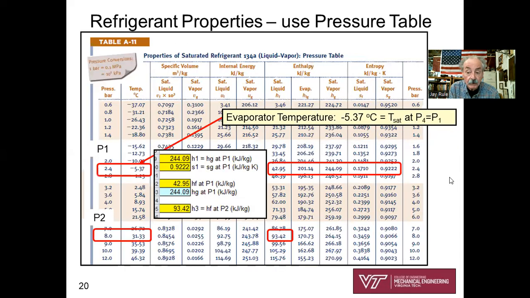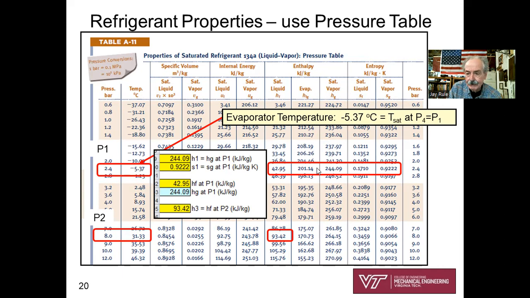Okay, so now we can start looking at numerics. Let's go to our pressure table for R134a. We'll find our pressure, P1 equals P4. There it is, 2.4 bar, 240 kPa. And so immediately we've got at least one answer for our analysis. Our evaporator temperature is minus 5.37 degrees C. That's cold. That's going to keep us nice and cool. All right, so there's one answer.